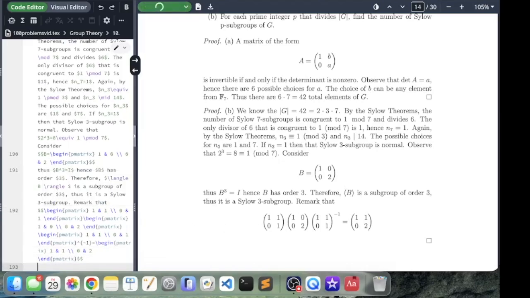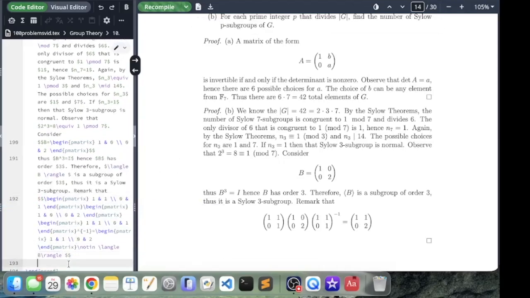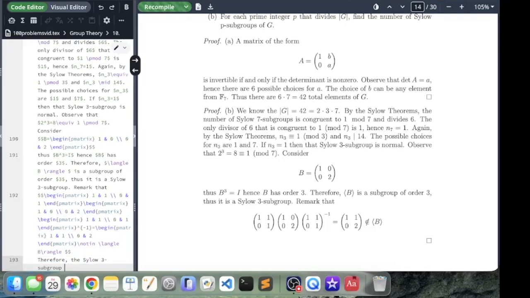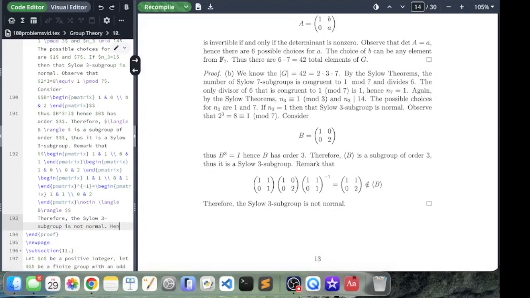Okay, remark that if we conjugated B by this, we get something that is, I'll just write it here, not in the cyclic subgroup generated by B. Therefore, the Sylow 3 subgroup is not normal. So, hence for the Sylow 3 subgroup, there are 7 Sylow 3 subgroups, because it could have been 1 or 7. We ruled out 1 because it had to be normal, but it's not normal, so it has to be 7.